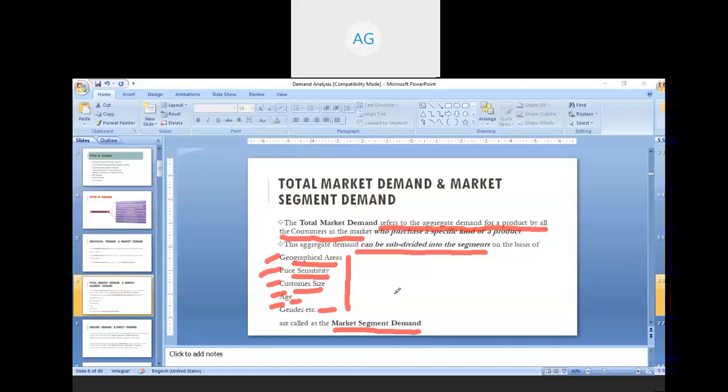So these are the important criteria on which the demand for that item is referred to or demanded by the particular consumers. So the second category of demand is total market demand and market segment demand. Based on these segments, we define market segment demand. So moving to the next slide. Just remember these names, and the definitions of these are slightly different from each other. So moving to the next slide.